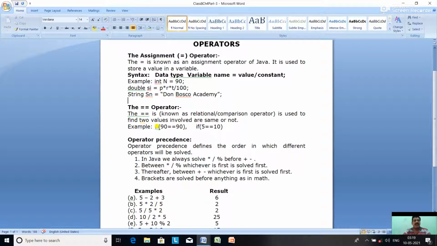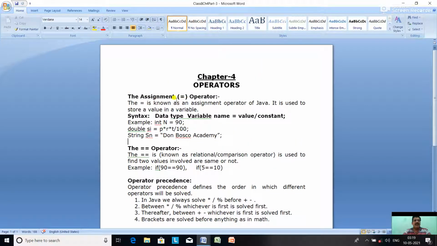For example, if 90 equal to 90, yes, both are equal. 90 is equal to 90. The output will be true. If 5 equal to 10, no, 5 is not equal to 10, so it will be false. So what is the difference between both the operators? The single equal to sign is known as the assignment operator, and this is known as the relational or comparison operator. This is used to assign a value to a variable, and this is used to compare whether the two values involved are the same or not.